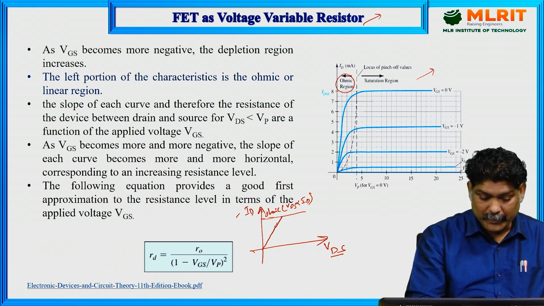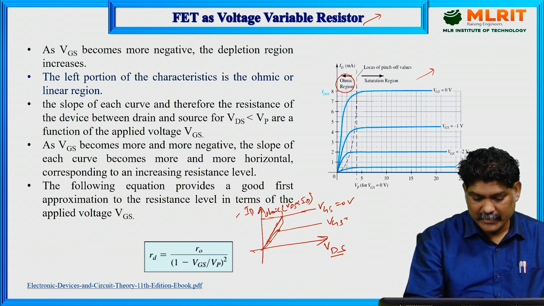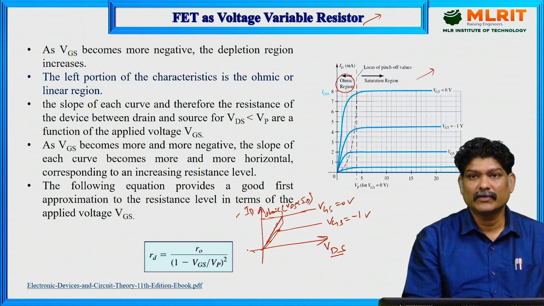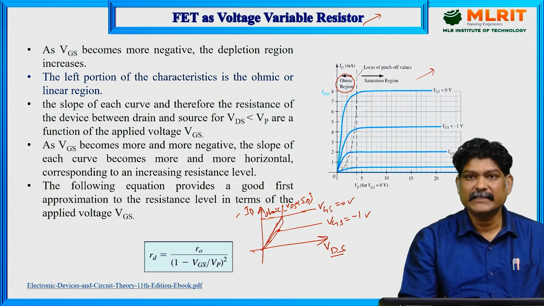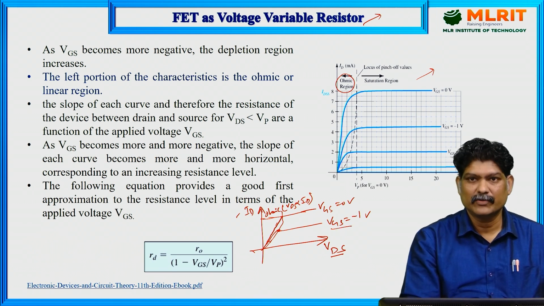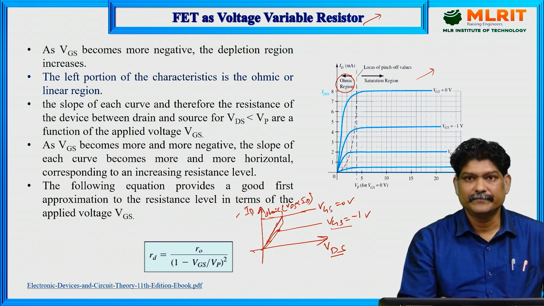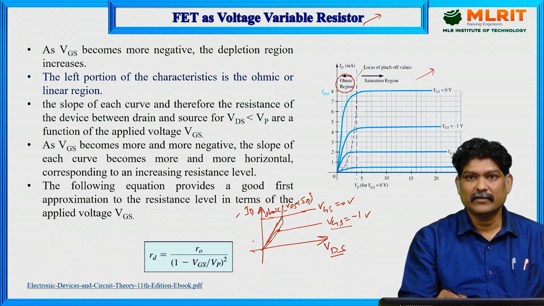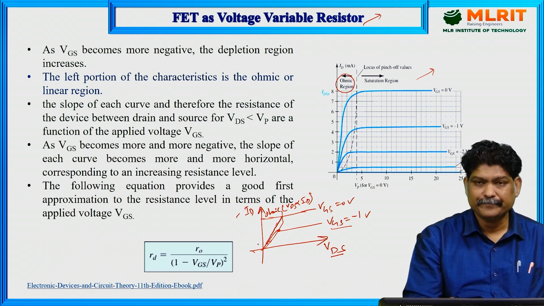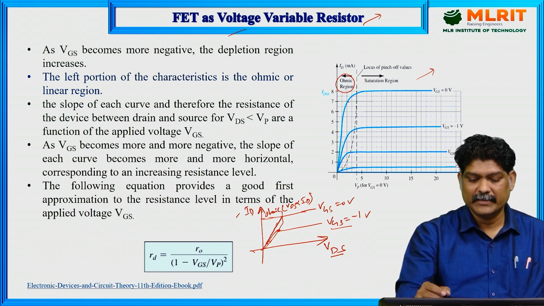Here, this is VGS equals 0 volts. When we decrease VGS, the drain current also decreases. This is because the resistance increases. When we increase this negative voltage between gate and source, the drain current decreases because the pinch-off condition occurs early, and correspondingly the resistance also increases. So this is the basic property of how FET acts as a voltage variable resistor in this region.